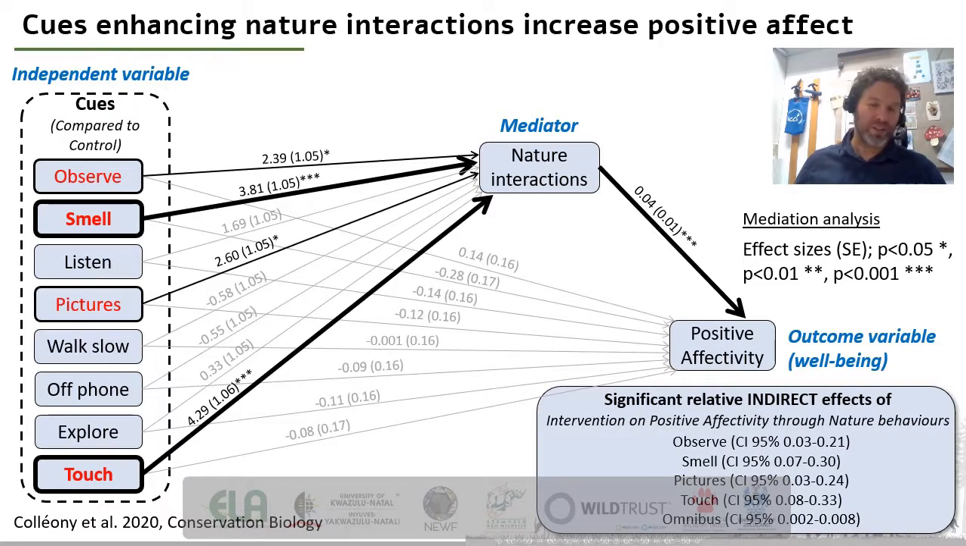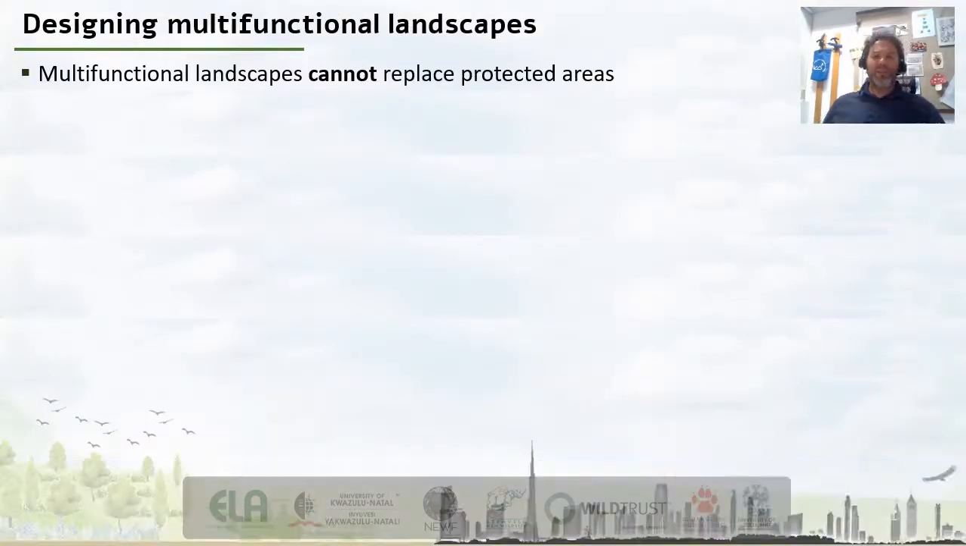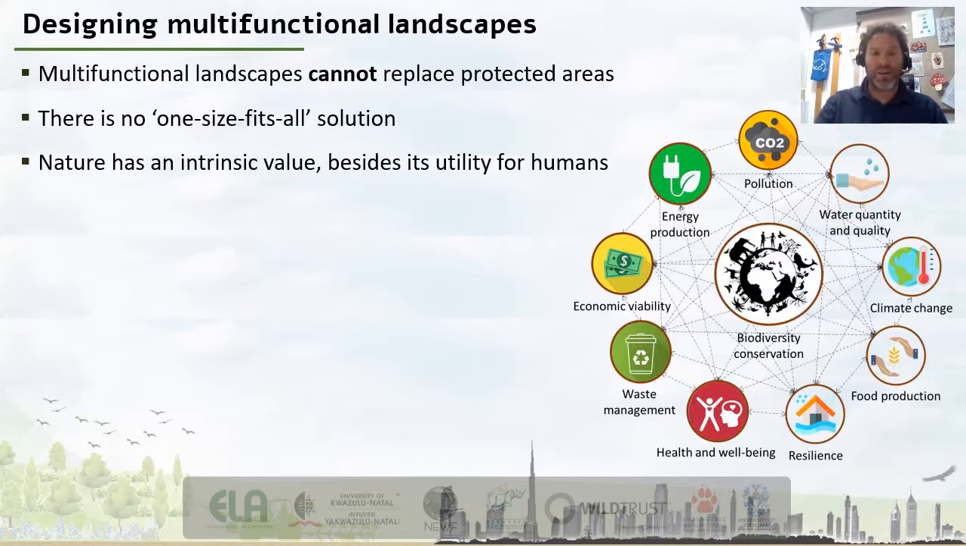minute walk. So if I would like to summarize the last 30 minutes of a talk and give some take-home messages, I think the first thing we need to remember is that multifunctional landscapes cannot replace protected areas. They cannot replace protected areas because they are not directed just at nature protection. And this is something we need to remember. Nature has its interesting values beside its utility for humans.